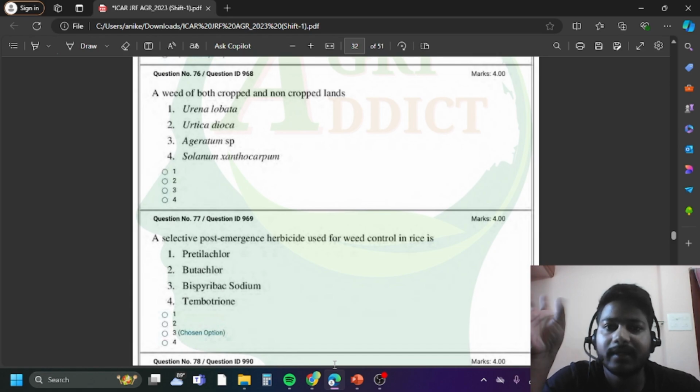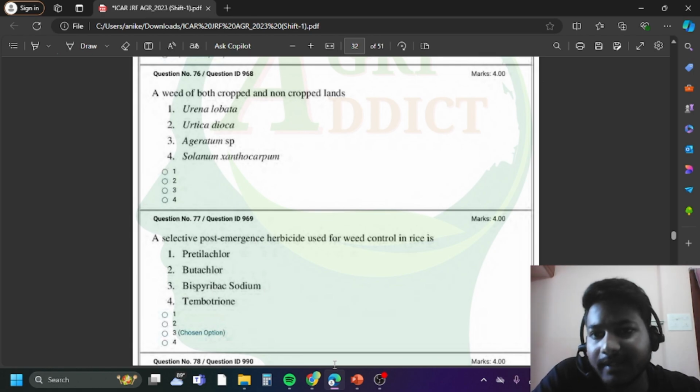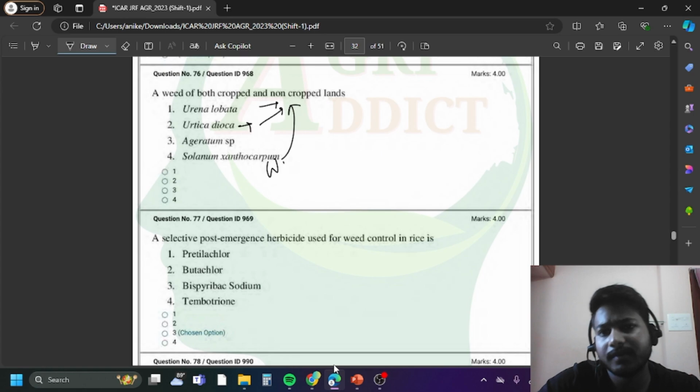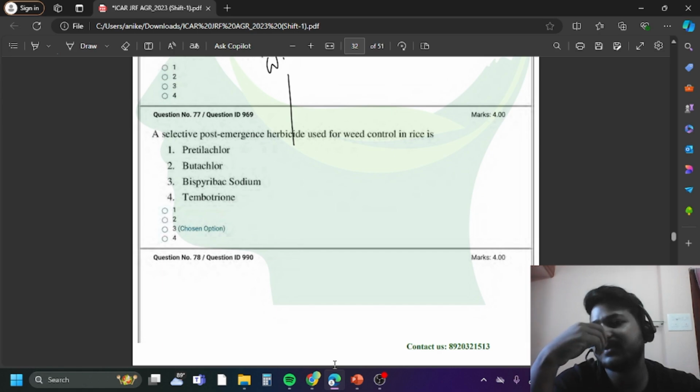A weed of both cropped and non-cropped land. For example, I don't know this question and I am going to attend the question. How will I attend? Let's see. Urena lobata, I don't know. Urtica dioica, that I know. This is mostly grown in non-cropped area. Ageratum, I don't know. Solanum xanthocarpum is also grown in non-crop, that is wild brinjal. Urena lobata, maybe it is non-cropped, but Ageratum conyzoides, I know that it is also grown in the cropland. So option number 3 is correct. And also in exam, suppose you don't know any question's answer and you can't guess also, then it's better to leave that question. You need not attend that question.